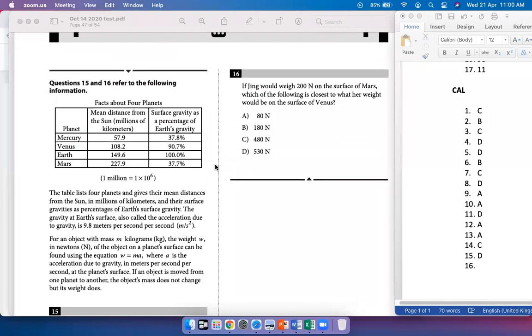Question 16. If Jing would weigh 200 newtons on the surface of Mars, which of the following is closest to what her weight would be on the surface of Venus? Okay, so basically 200 newtons is Jing's mass multiplied by acceleration due to gravity on Mars, which is 37.7% of 9.8, right? Because on Earth, it's 9.8. So that's the equation we have. So I can actually find Jing's mass from here.